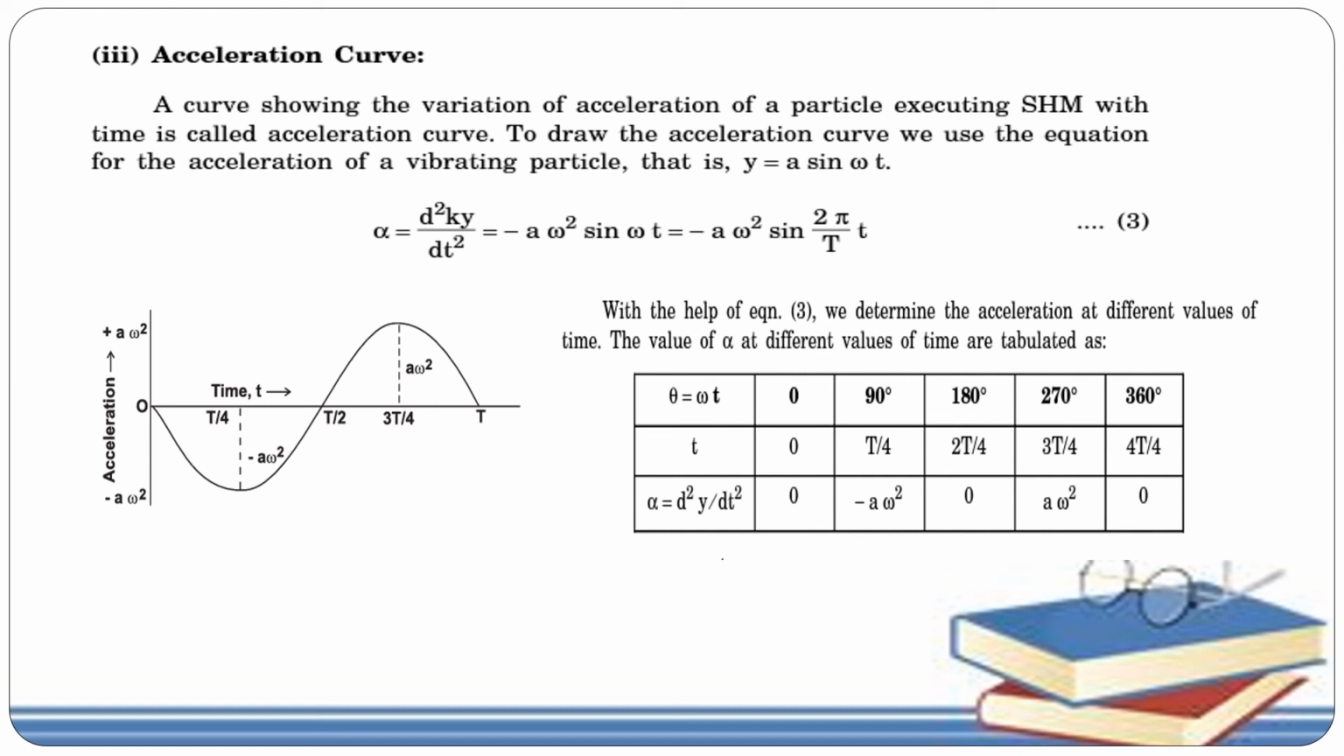Using the formula, we differentiate with respect to time two times to find the acceleration, which is equal to minus a omega squared sin 2 pi t by T. Now we can substitute the values of theta as 0 degree, 90 degree, 180 degree, 270 degree, 360 degree. Then we can find the value of t, and from that the value of the acceleration, which are tabulated and shown in the tabular column.